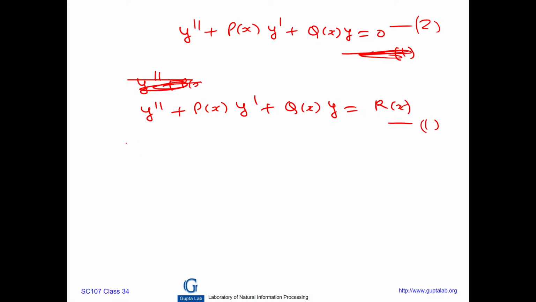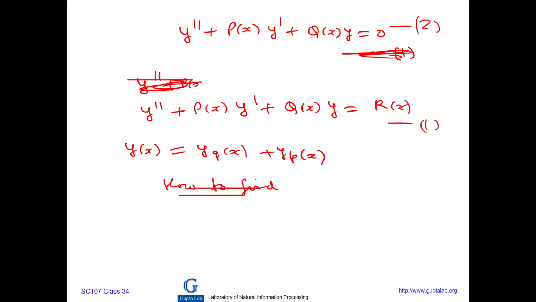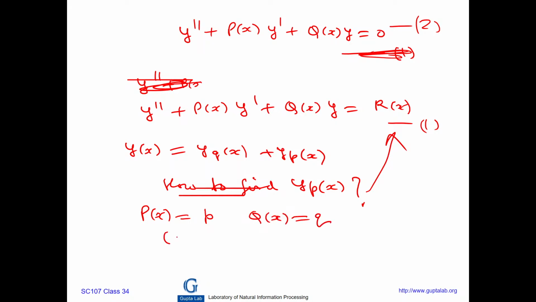So we know that y(x) is yg(x) plus yp(x). So the question is how to find yp(x), this particular solution of this equation. कैसे solve करें? So again, I am looking at p(x) is p, q(x) is q. Constant ले लेते हैं, ठीक है? पहले constant का केस देखते हैं क्या कर सकते हैं.